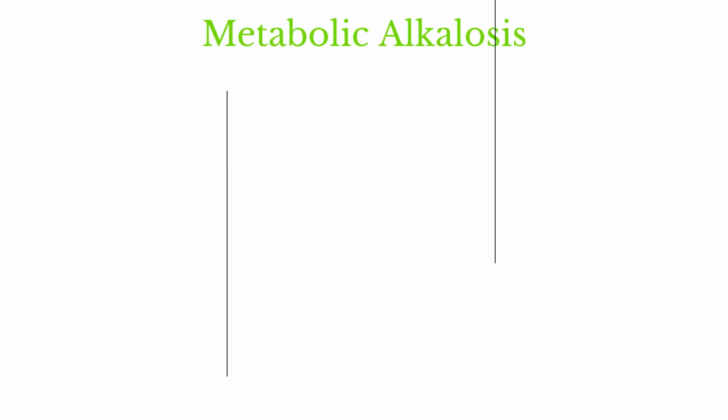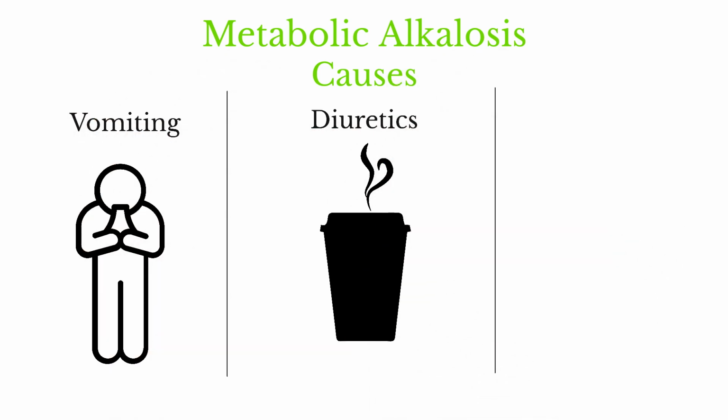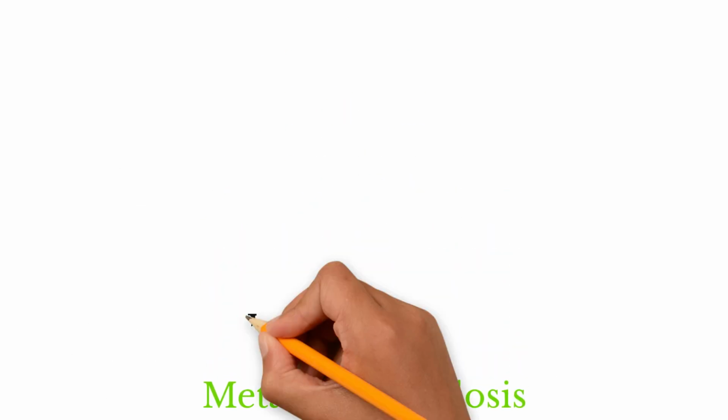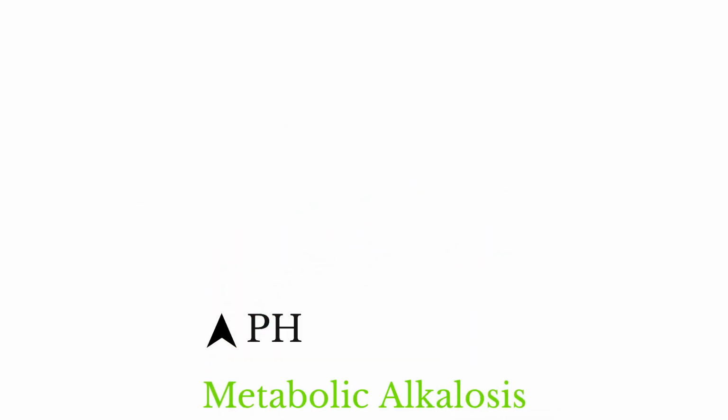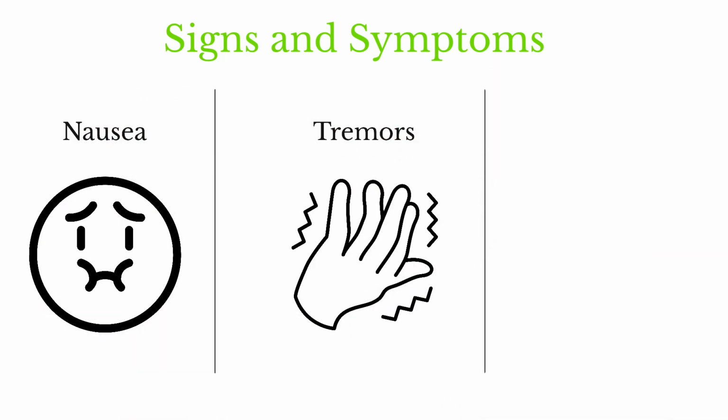Metabolic alkalosis. The causes of metabolic alkalosis are vomiting, diuretics, antacids. In this case, the pH is high and the bicarb is also high. The signs and symptoms are nausea, tremors, muscle cramps.